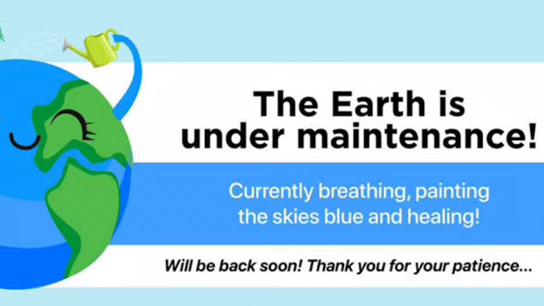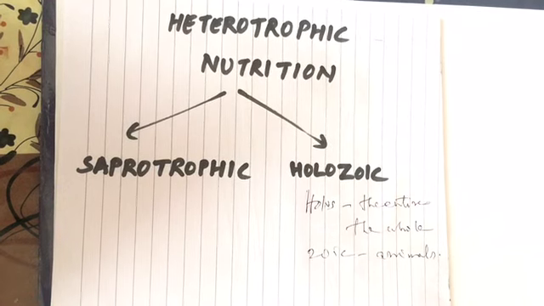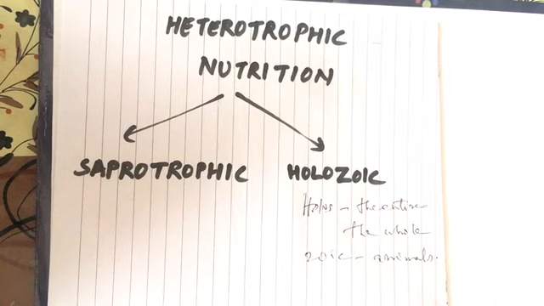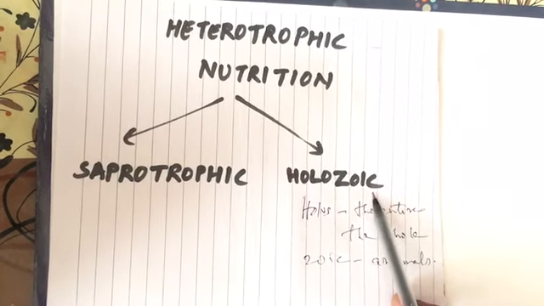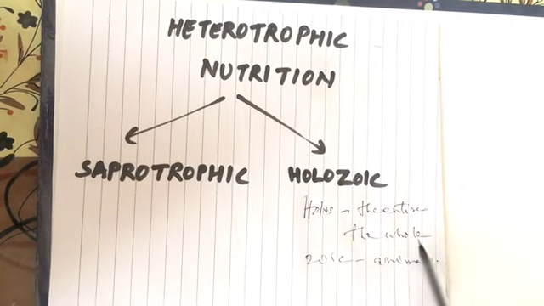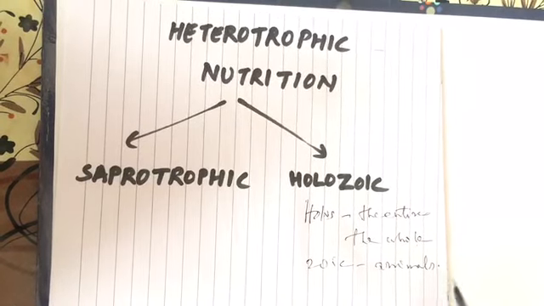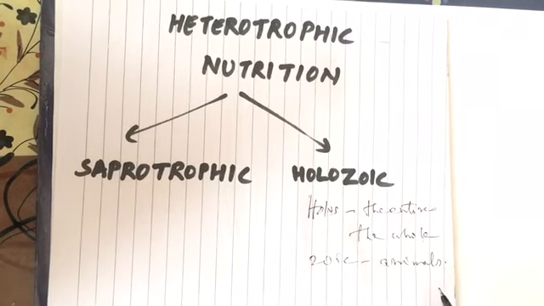Good morning, children. Today we are moving to the next topic, heterotrophic nutrition, under which holozoic. Holozoic nutrition is again derived from two Greek words, holos, which means the whole, the entire. Zoic means something related to animals. So, the entire related to animals.